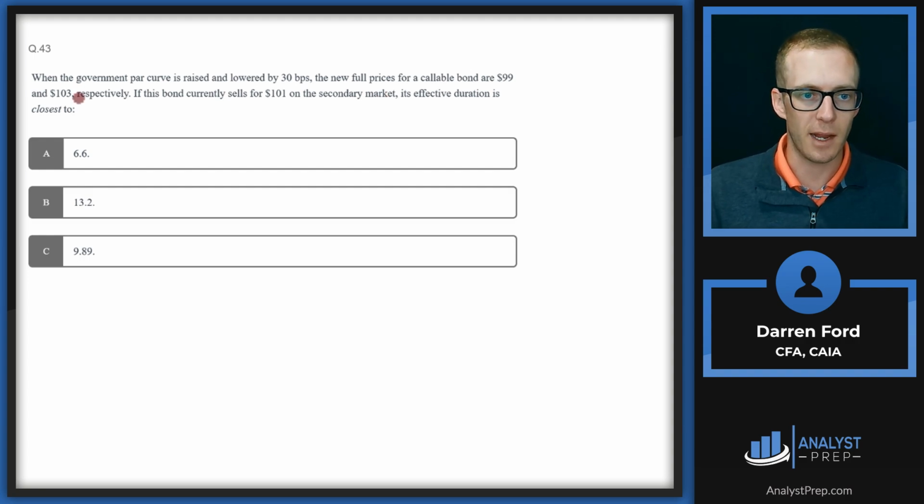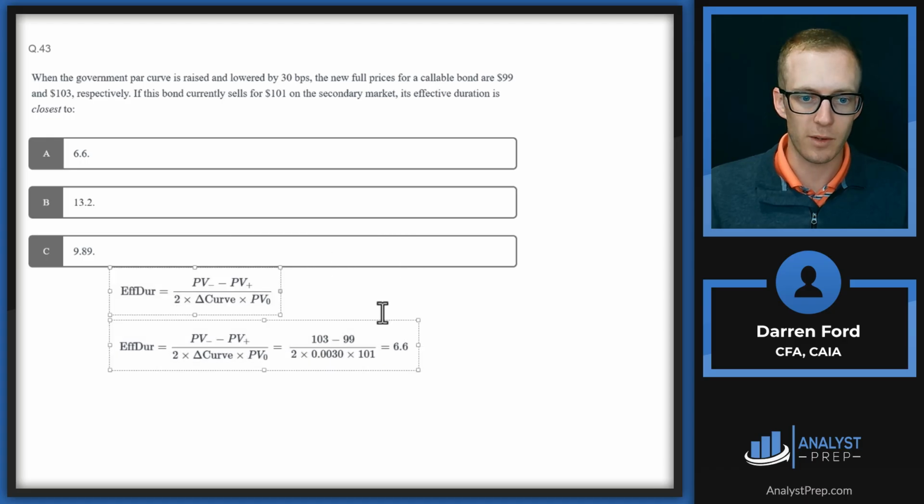When the government par curve is raised and lowered by 30 basis points, the new full prices for a callable bond are 99 and 103 respectively. If this bond currently sells for 101 on the secondary market, its effective duration is closest to. Let's bring in our formula here. This one's pretty straightforward once we commit this formula to memory.